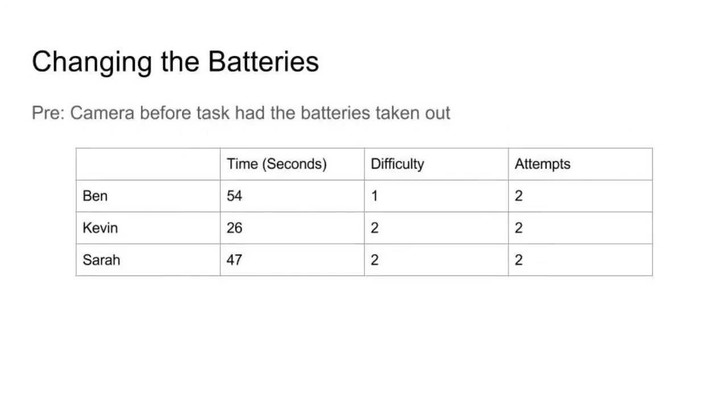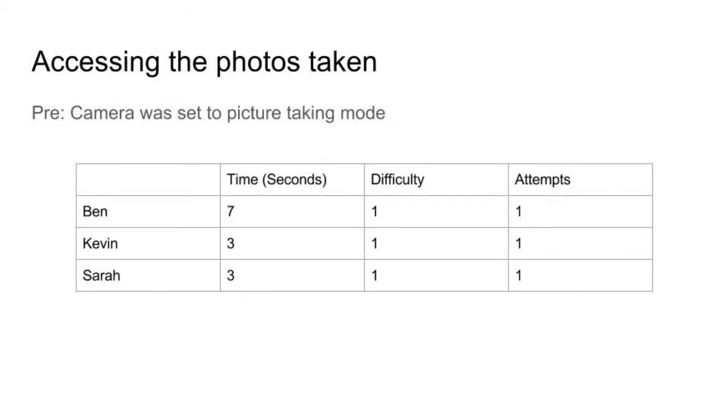For the first task, changing the battery, we set the camera with the battery taken out, and we found that the volunteers don't spend much time on it. However, they found a little bit of difficulty when they put the battery into the camera. The second task is accessing the photos taken, and of course, the camera is set to picture taking mode. We found that this task is pretty easy for users who have prior knowledge, and they don't spend much time on it.